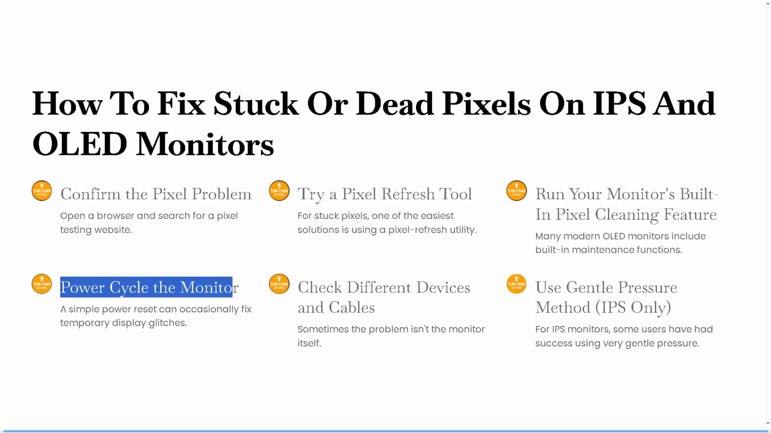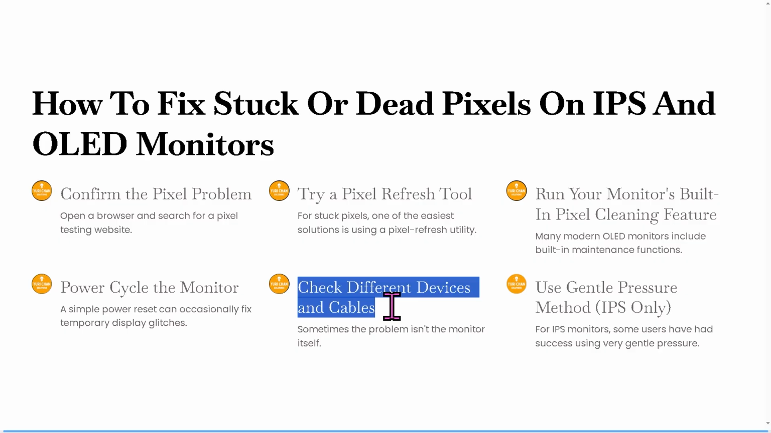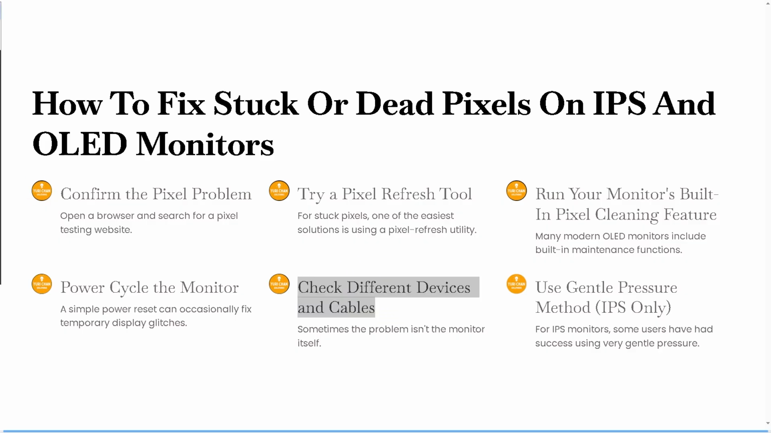And then, my favorite fix is checking the different devices and cables. This is often overlooked. Sometimes the problem isn't the monitor itself. You can try using a different HDMI or DisplayPort cable, connecting a different PC or laptop, switching monitor inputs, and updating your graphics driver really helps. If the pixel appears only on one device, the issue may be related to your graphics hardware or software settings rather than the monitor panel.